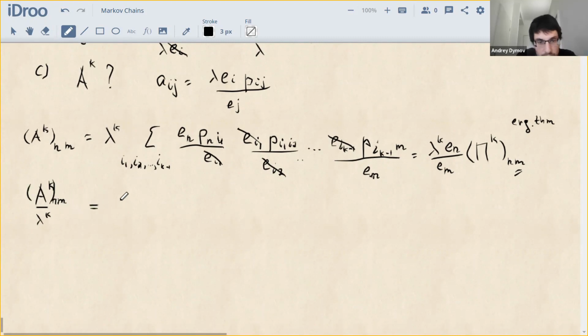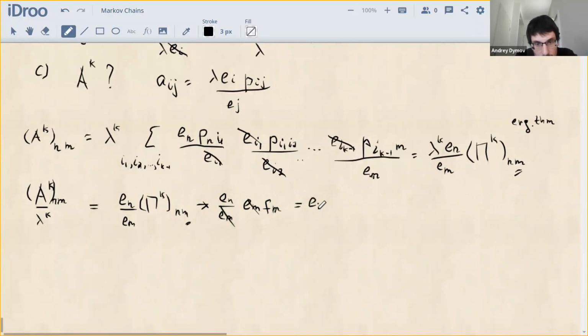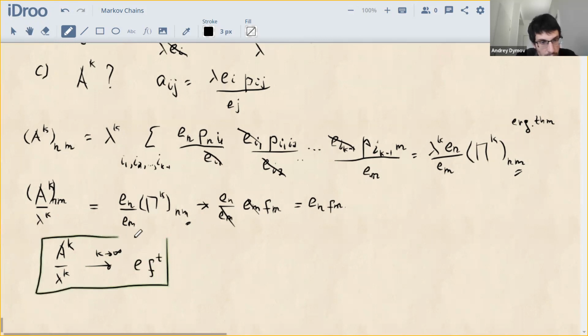And then for this guy, I can already say that it converges to E_n over E_m, and then component number m of the steady state, and this is E_m times F_m. Look, E_m is cancelled, equals E_n times F_m. But this is exactly what we wanted to prove, since we wanted to prove that A to the power k over lambda to the power k converges, when k goes to infinity, to the product E times F transposed. Yeah. Okay, is it clear?